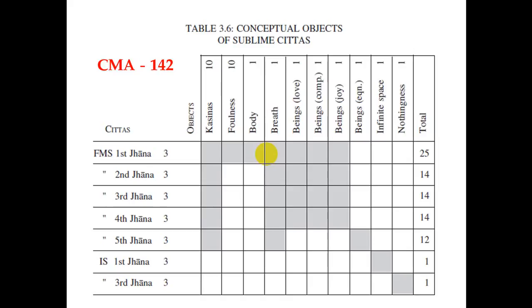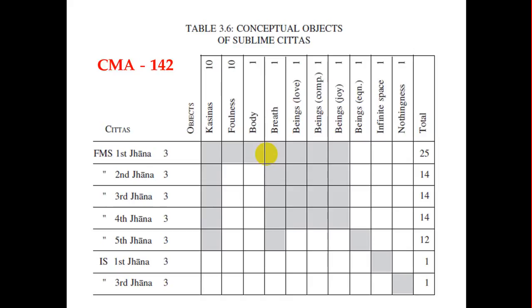You can attain the second jhana based on kasina meditation, but you cannot attain any jhana higher than the first jhana based on Asubha Bhavana, foulness meditation. When you meditate contemplation on the body, you attain only the first jhana. Just like that, look at this one.